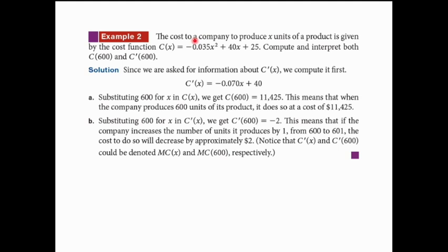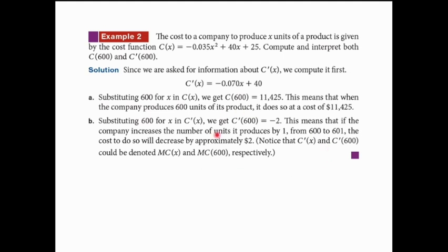So I would bring the two down in front. I would get negative 0.07x, and then this would give me 40, and then this would disappear. The 25 would be 0 when we take the derivative because that's a constant. So if we plug 600 into the derivative and we get -2, that means that if the company increases the number of units by 1, so they make 600 units and they want to know approximately how much it's going to cost to make the next unit, it says it's going to decrease by $2.